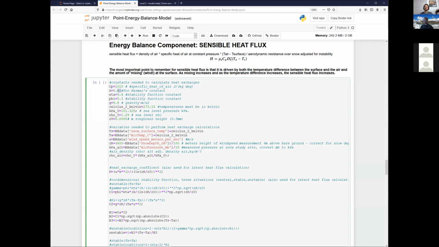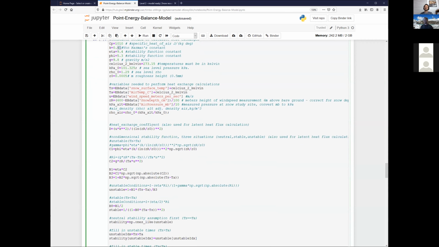In addition to these constants, we have the measurements at our station that are really important. So like I said, we need to know the temperature of our surface and the temperature of the air above our surface. So right here we have our snow surface temperature that I said we measure at the site. And then we also have the air temperature. And an important thing with the air temperature that we need to know is we actually need to know where we measured that air temperature.